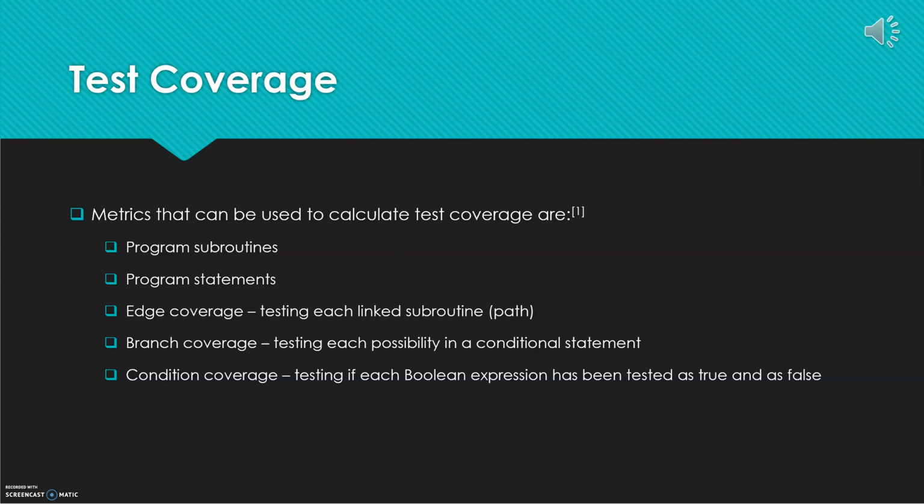We can also find the percentage of branch coverage. That is, we can measure what percentage of possible conditions were tested for each conditional statement. We can also look at the percentage of condition coverage. That is, the percentage of Boolean expressions that were tested in both their true and false states.